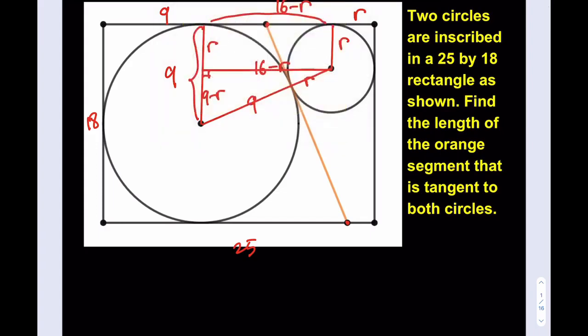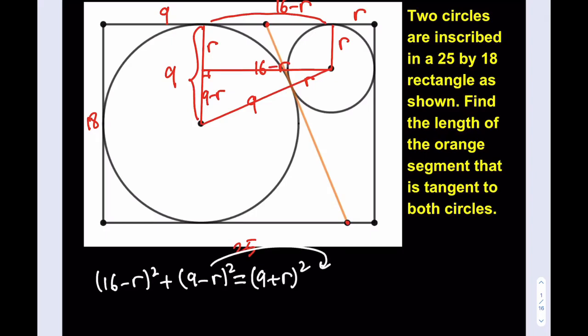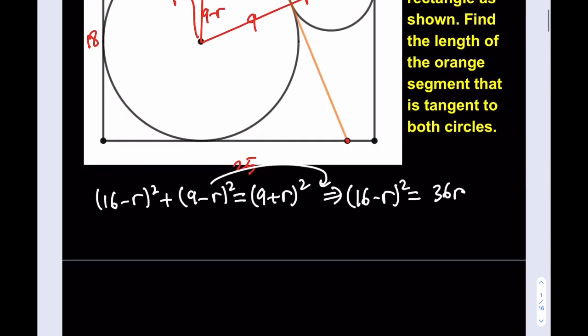It's going to say something like (16 minus r) squared plus (9 minus r) squared equals (9 plus r) squared. As you know, we always have an identity here. If you subtract this expression from that expression, that's going to give us (16 minus r) quantity squared is equal to 4 times 9 times r, which is 36r. That kind of simplifies the process. Let's go ahead and expand it.